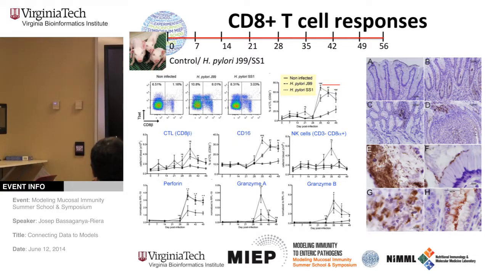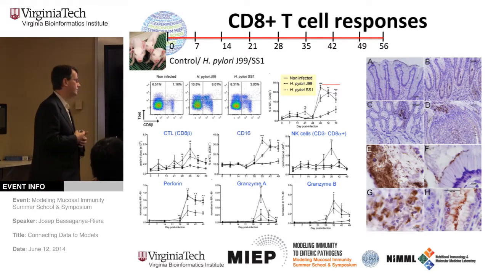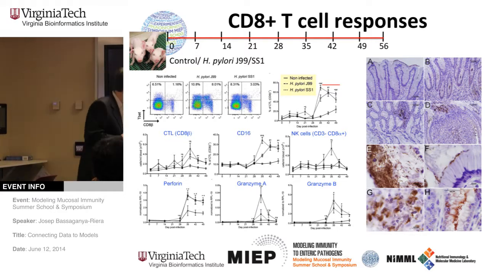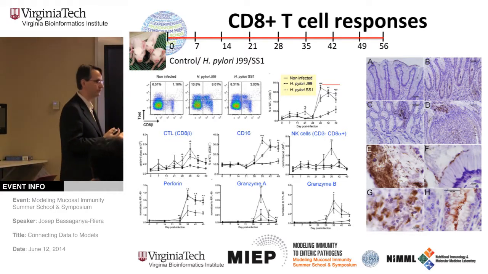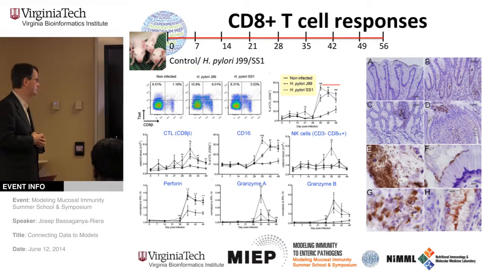H. pylori we find within myeloid cells. Inside, and this is in vivo, extracted from pig stomach. So there's H. pylori inside myeloid cells. Those could be macrophages, could be dendritic cells.